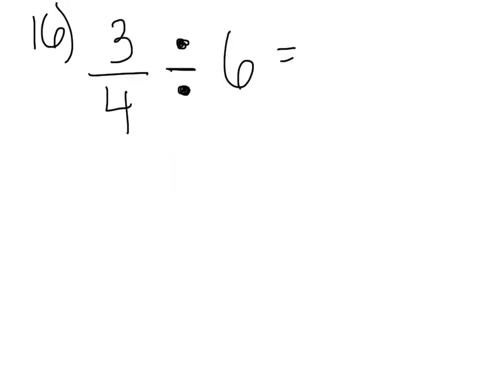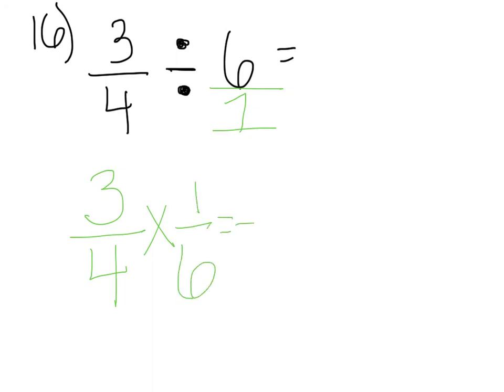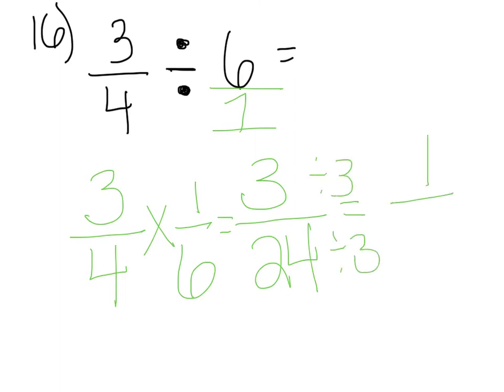All right, number 16, 3/4 divided by 6. Remember, whole numbers have a denominator of 1. So when we divide, we're going to make 3/4 times, we're going to flip this to its reciprocal, 1/6. 3 times 1 is 3. 4 times 6 is 24. Now I can simplify this. If I divide both of these by 3, I will get 1/8.